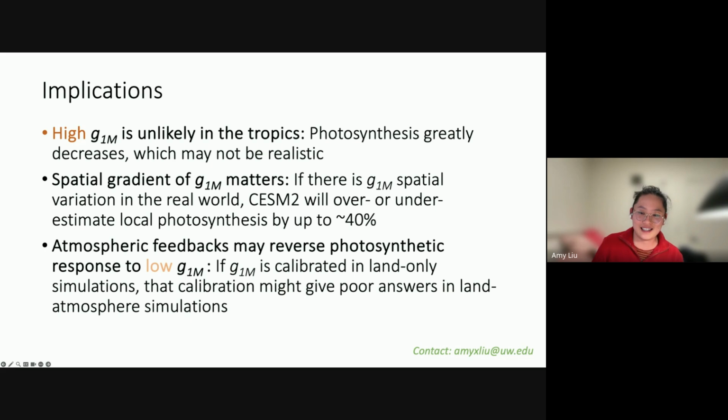Yeah. It's the same as the default G1M simulation. Yeah, the atmosphere, we're seeing the fixed atmosphere.